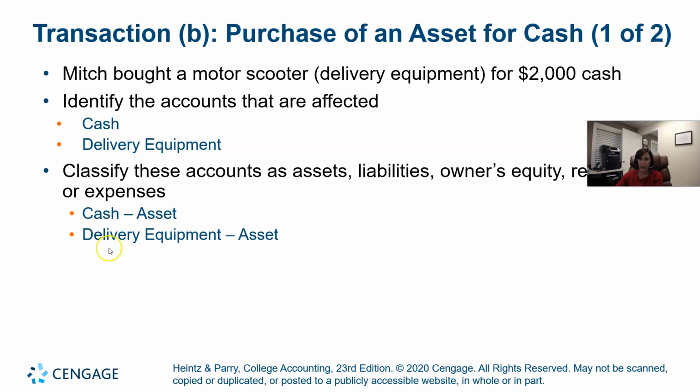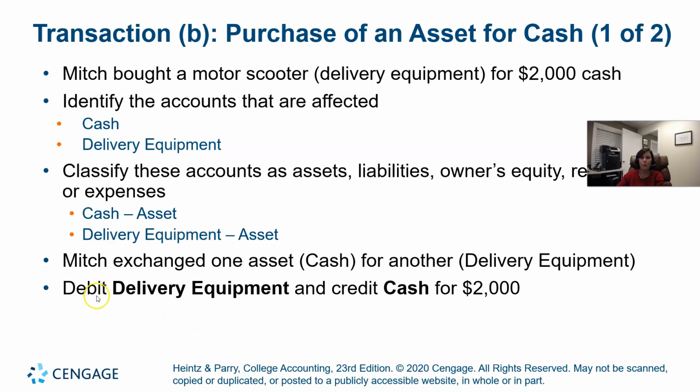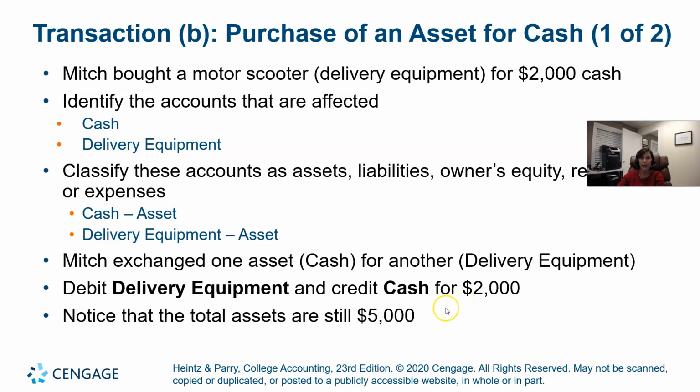So both cash and delivery equipment are assets. And so in this case, and I'll go over to the T accounts in a minute so you'll see the balance sheet equation, both of these entries are going to be made within the asset side of the balance sheet equation. And it will be a debit to delivery equipment because the balance in our delivery equipment went up, and it will be a credit to cash because the balance went down.